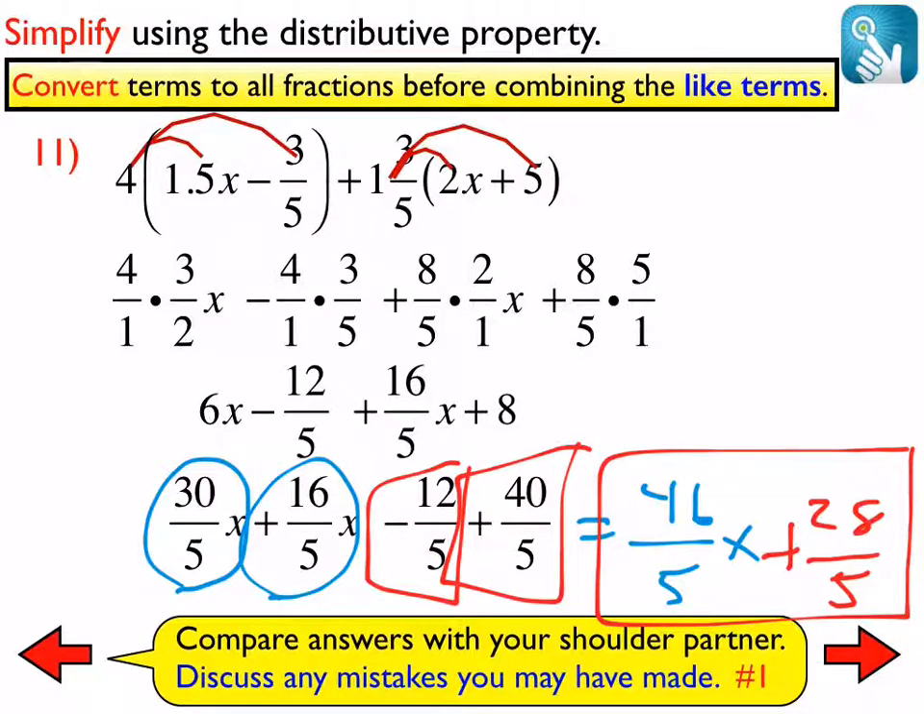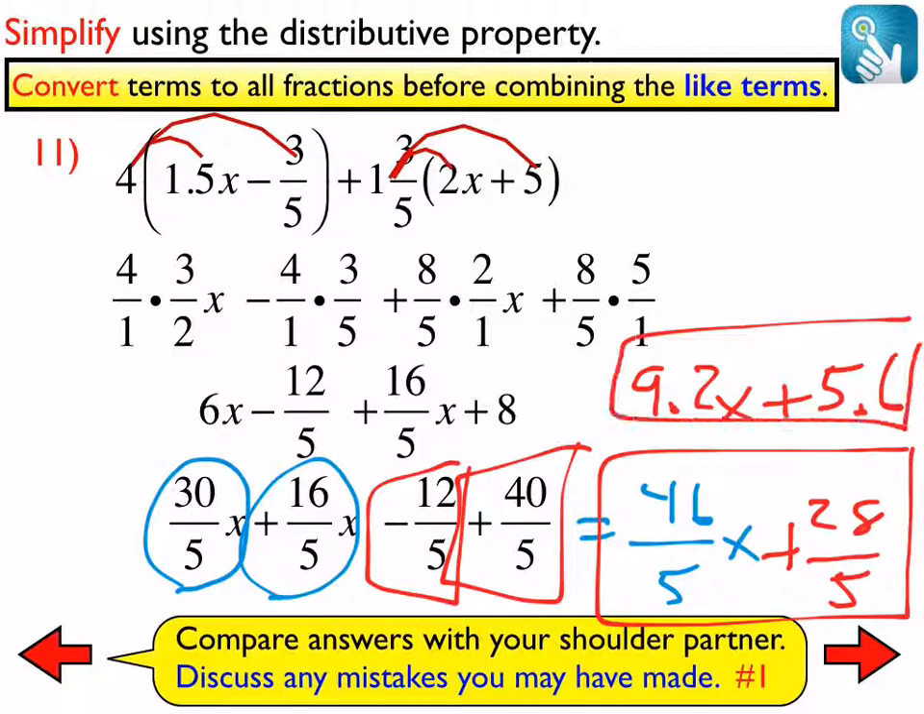Could somebody give me the equivalent value as a decimal? Nobody did that one as a decimal? Yes. 9.2x plus 5.6. Those are equivalent to each other. They're both okay. All right. We are finished for today.